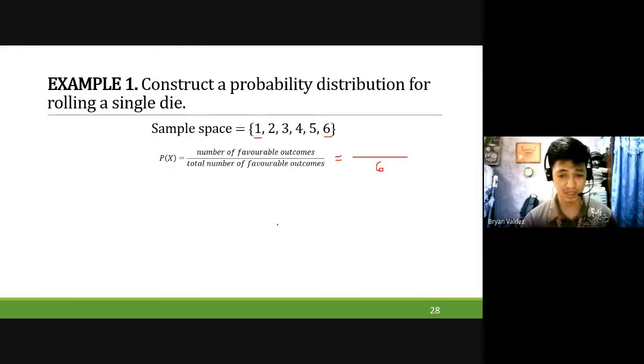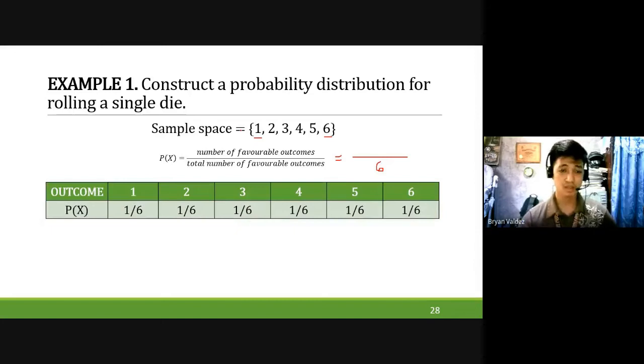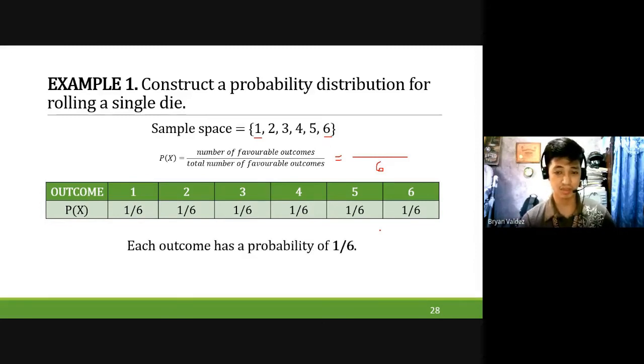So, i-represent natin yan. The possible outcomes are 1, 2, 3, 4, 5, and 6. And then the probability for each event to happen is 1/6 lang, since isang beses lang naman sila pwedeng lumabas kapag nag-roll ka ng die. So, ayan. Each outcome has a probability of 1/6. Pag kinonvert natin siya sa decimal muna, then percentage, I think that is roughly about 16.667.